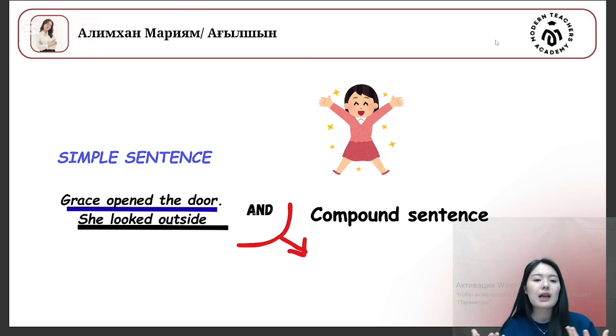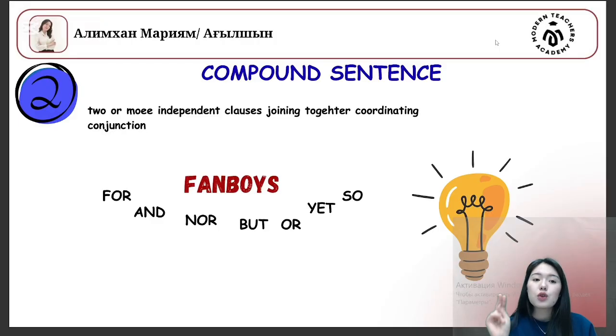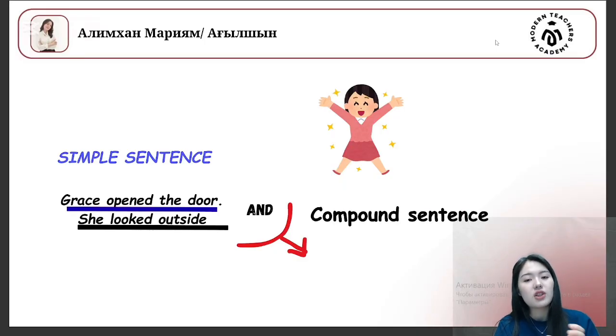When we join two simple sentences with a coordinating conjunction, as a result we have a compound sentence. A compound sentence has two or more independent clauses, two subjects and two verbs. We have Grace and she, two subjects, and opened and looked, two verbs.